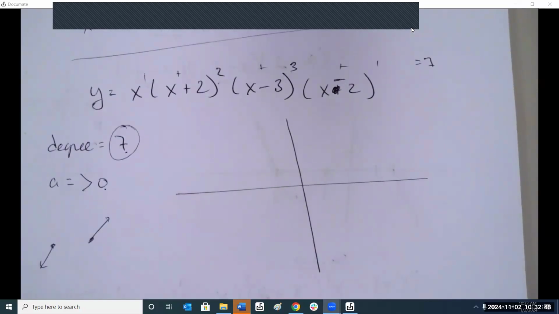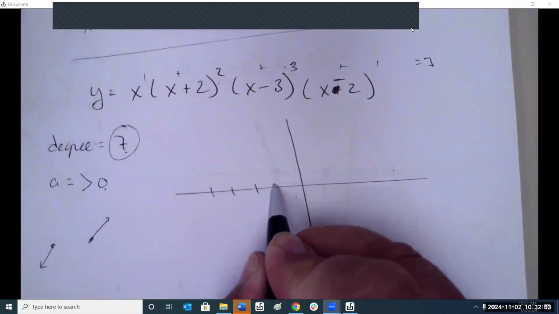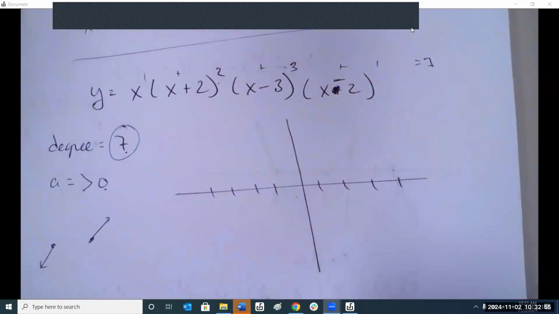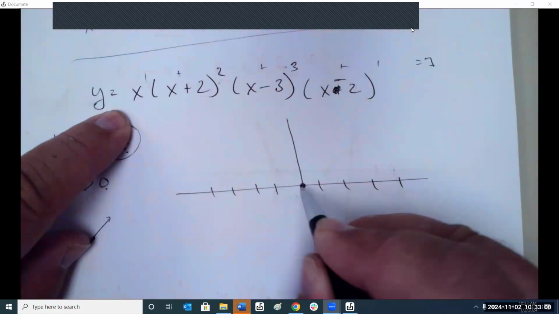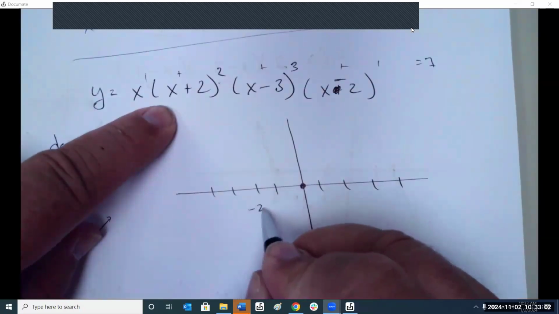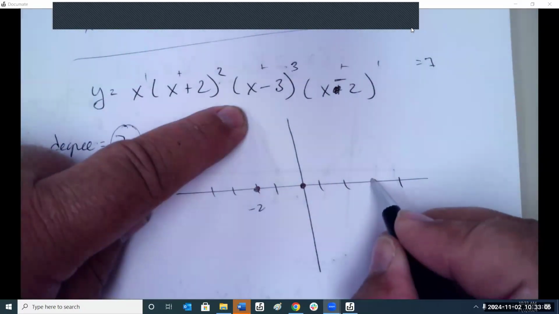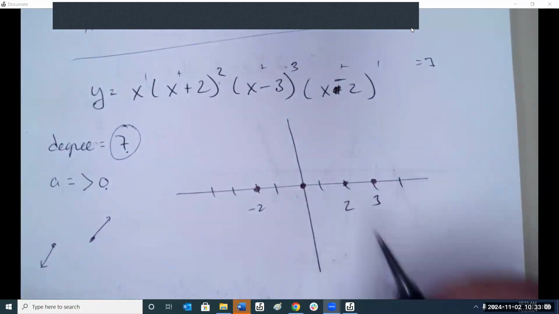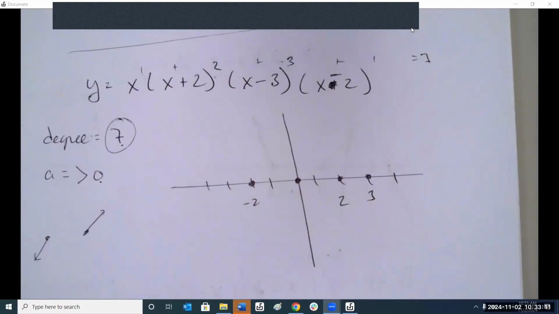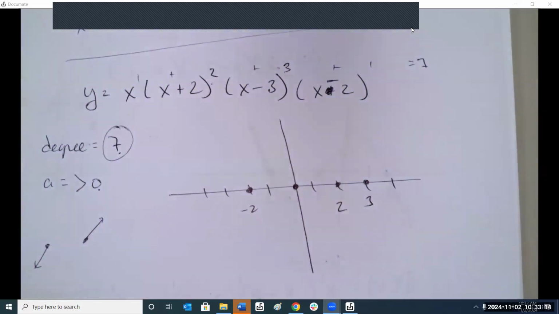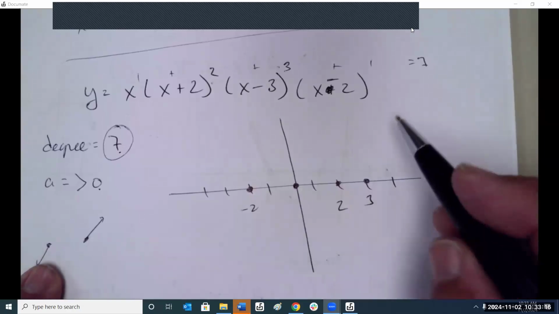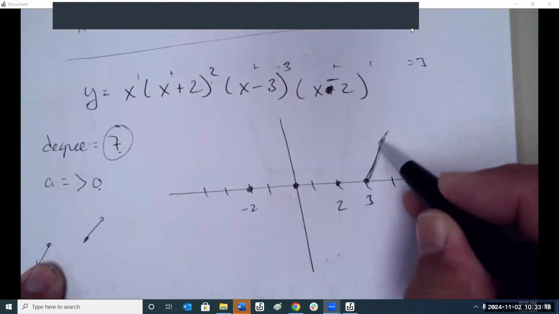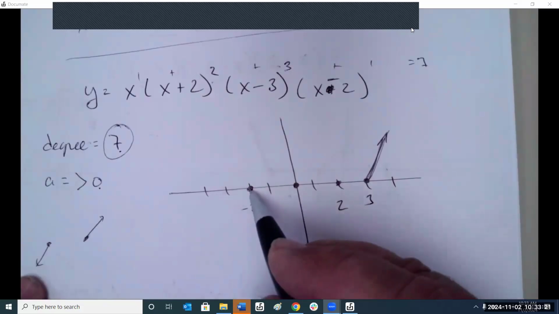So what are my intercepts? The first one is 0, then -2, and positive 2. So those are my x-intercepts. My end behavior says from the endpoints, this one's going to end up going up, and this one's going to end up going down.